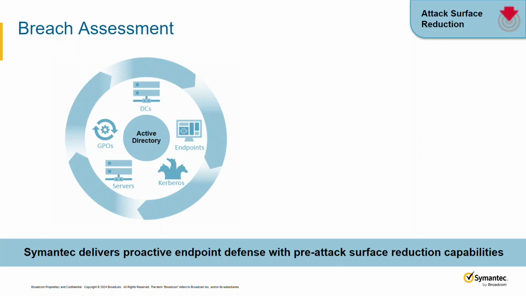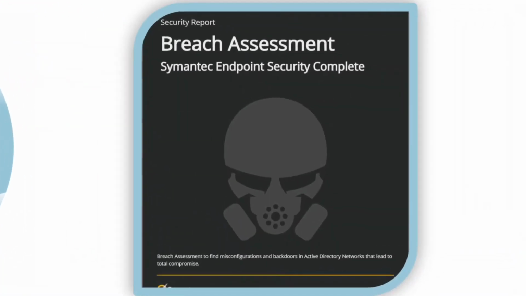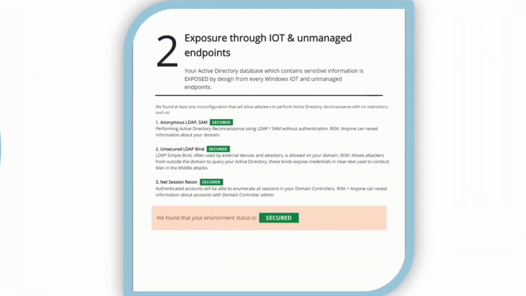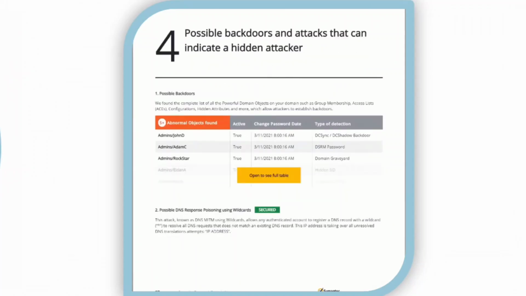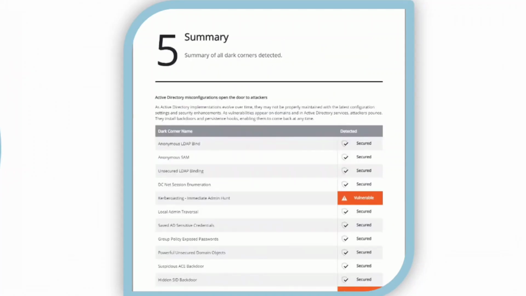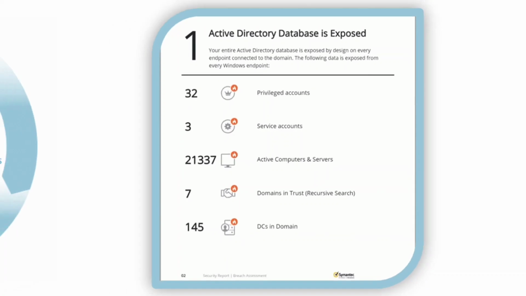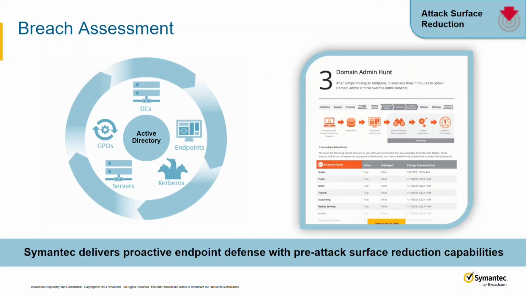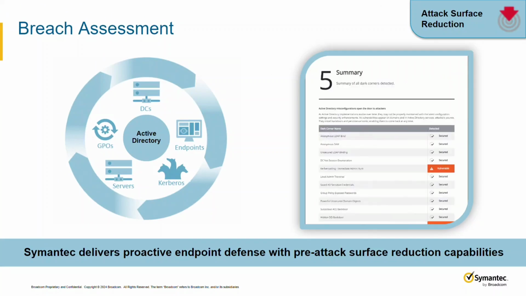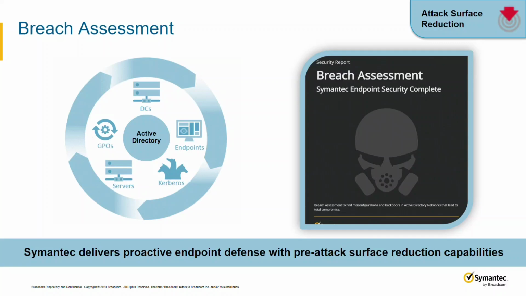The Threat Defense for Active Directory Breach Assessment tool uses attack simulations to gather in-depth information about the configuration of the domain, privileged accounts, security settings, group policy objects, endpoints, domain controllers, and Kerberos. It analyzes every part of the domain and Active Directory structure for misconfigurations and backdoors attackers may leave behind.